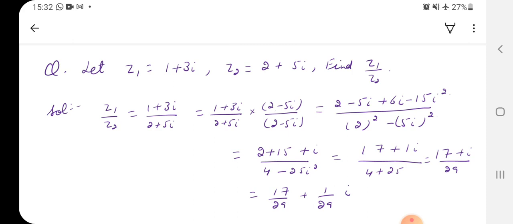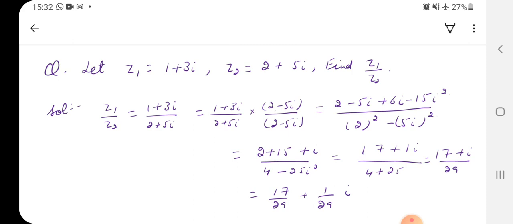Why do you have to rationalize? Because iota is actually nothing but the square root of minus 1. So a root can't be left in the denominator, so we rationalize. Rationalizing with 2 minus 5 iota, we multiply and divide by 2 minus 5 iota.